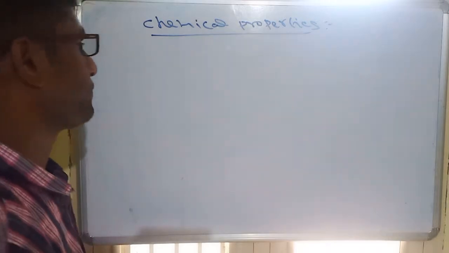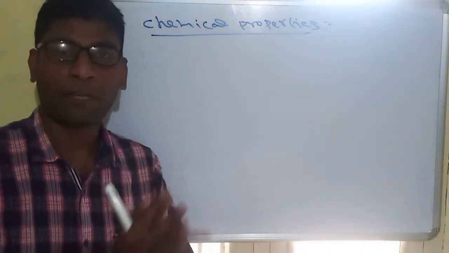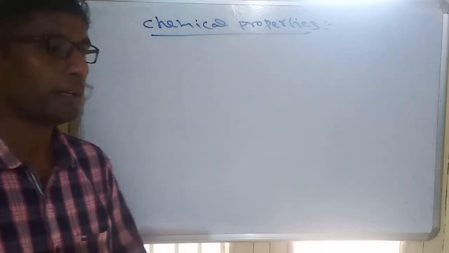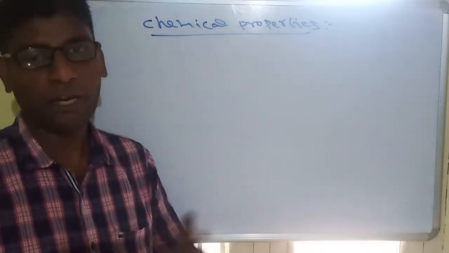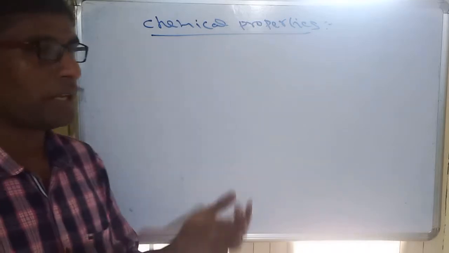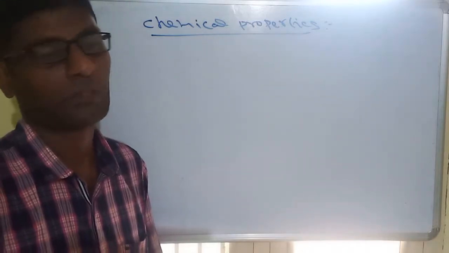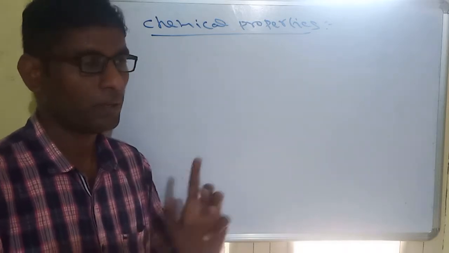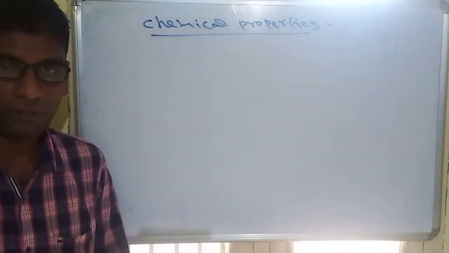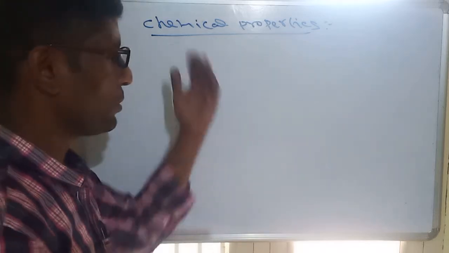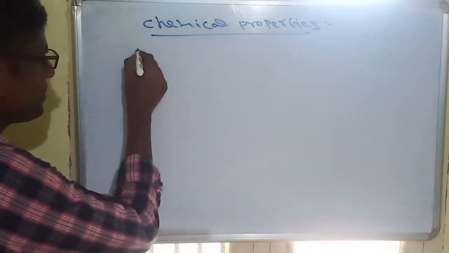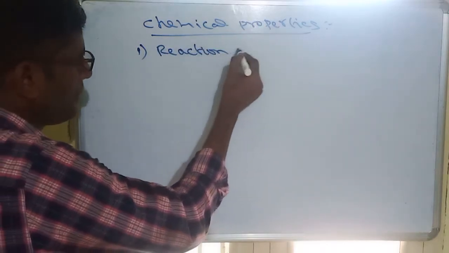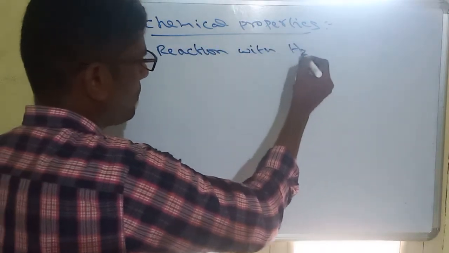Chemical properties. Whenever we are studying chemical properties of the P block, mostly three reactions are important. One is the reaction with hydrogen, another is the reaction with oxygen, and another is the reaction with halogen. So three important reactions: with hydrogen, with halogen and with oxygen. One by one we will see. The first chemical property is the reaction with hydrogen.